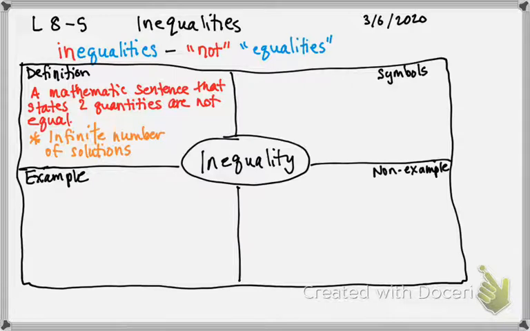All right, so what are the symbols for inequalities? We have a greater than symbol. We have a less than symbol. We have a greater than or equal to symbol. In this one, the number that we see is a solution plus everything else beyond it. And we have a less than or equal to symbol.